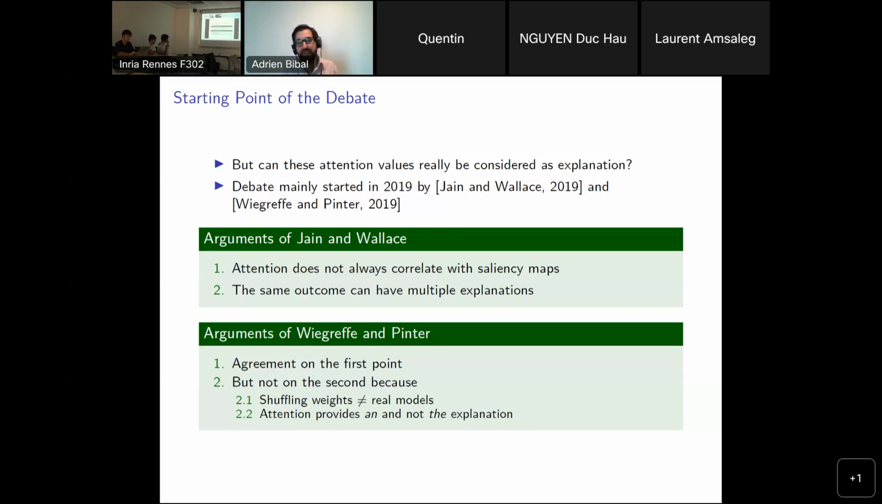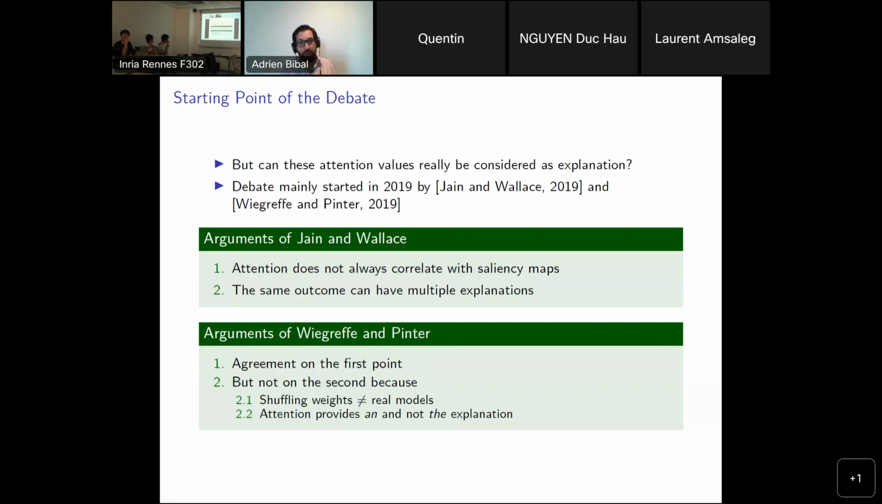The second argument is that you can obtain the same outcome for one input with different explanations, and the different explanations are obtained by shuffling the attention weights. So for Jain and Wallace, it's a little bit weird that for one input and one output, you can shuffle the weights and obtain different explanations for the same input-output link. That's a little bit weird, while in the black box, you would expect to have maybe one explanation.